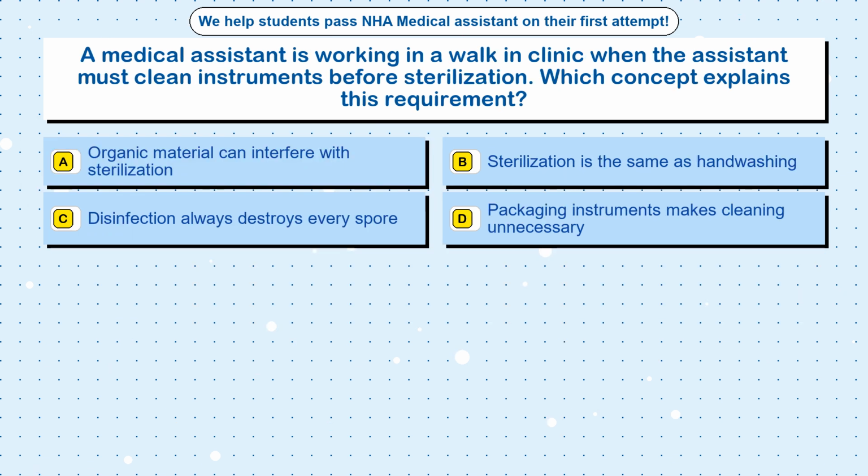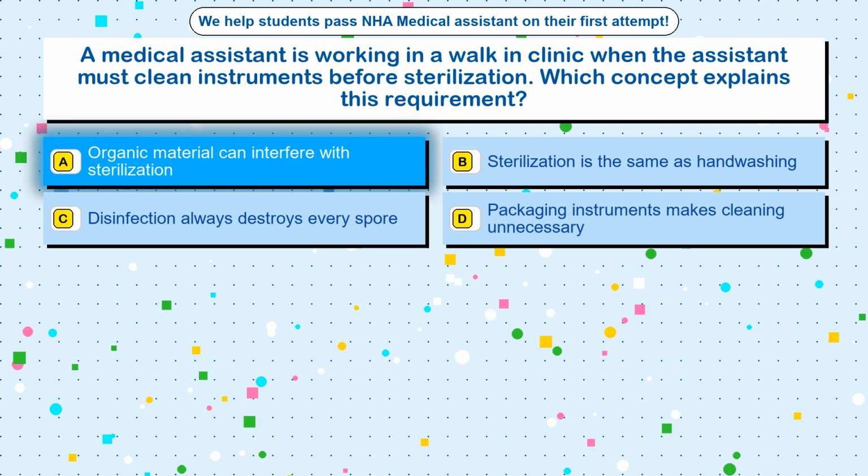Question 68. A medical assistant is working in a walk-in clinic when the assistant must clean instruments before sterilization. Which concept explains this requirement? Option A. Organic material can interfere with sterilization. Option B. Sterilization is the same as hand washing. Option C. Disinfection always destroys every spore. Option D. Packaging instruments makes cleaning unnecessary.